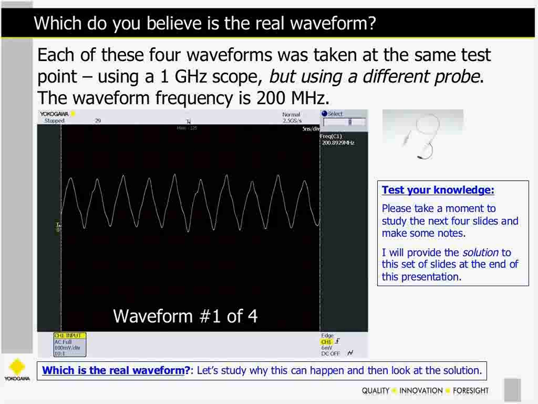So here I'm using a simple passive probe. It's a 500 megahertz probe. So one would think I have plenty of bandwidth there. And the waveform looks a bit like a triangular waveform.